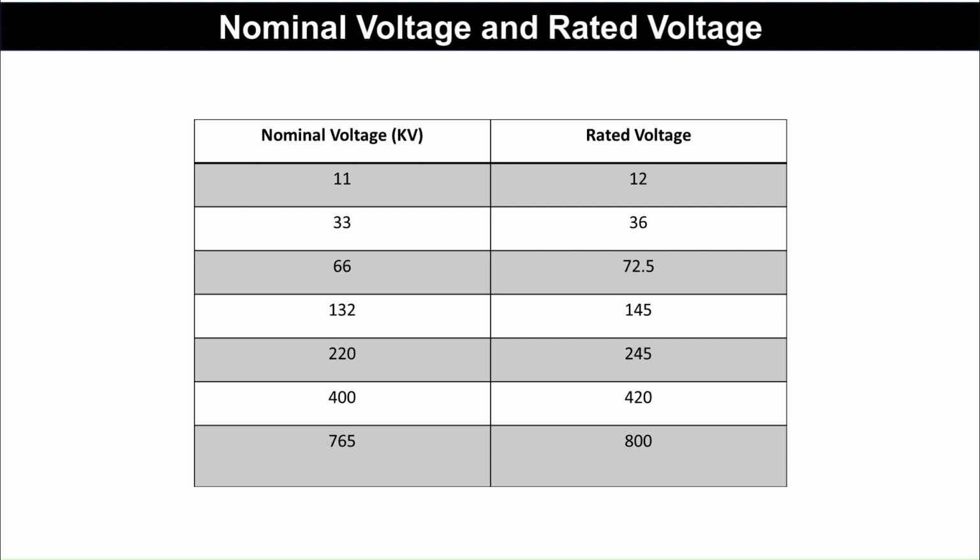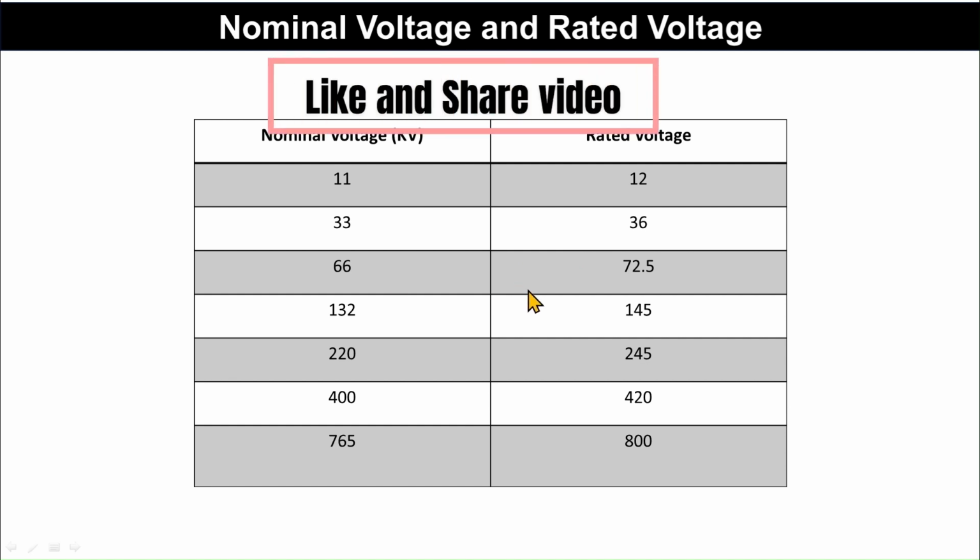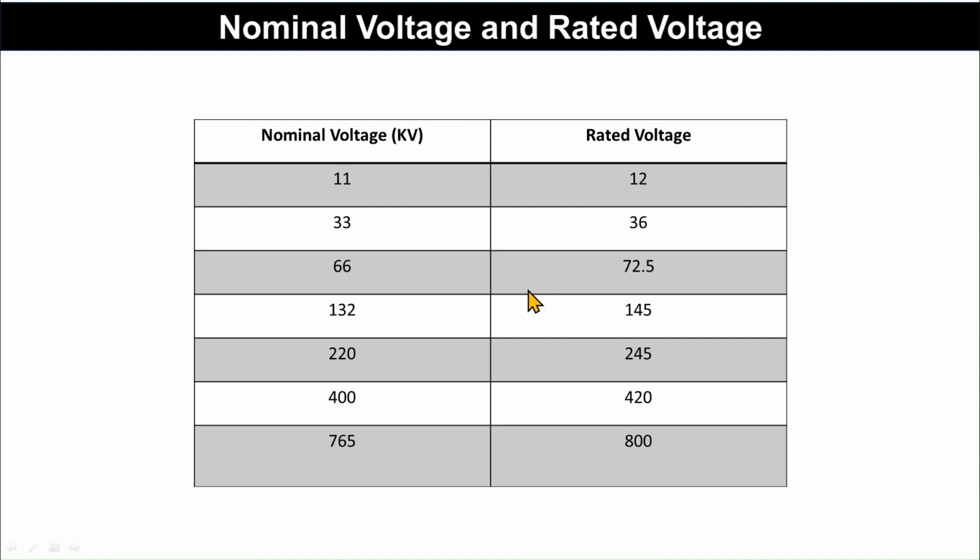The nominal voltage and their rated voltage of various power lines are: for 11 kV, the rated voltage is 12 kilovolt. For 33 kV, the rated voltage is 36 kilovolt. And for 66 kilovolt power line, the rated voltage is 72.5. And for 132 kV it is 145 kilovolt, and for 220 it is 245 kilovolt, and for 400 kV it is 420 kilovolt. For 765 it is 800 kilovolt.